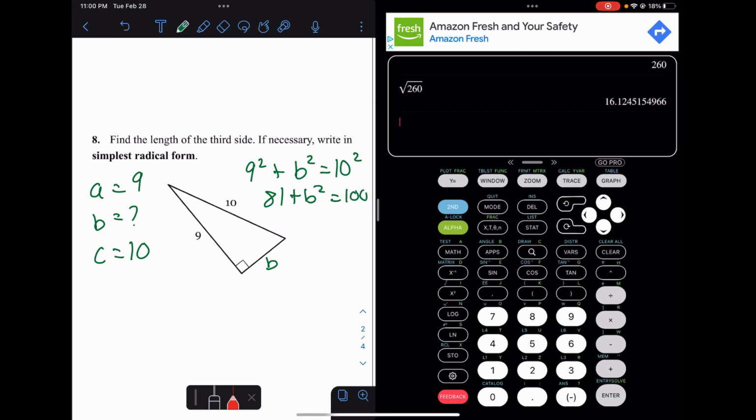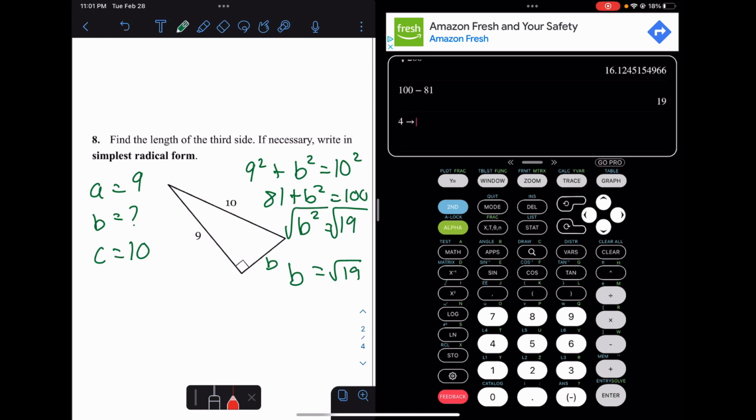I'm going to go ahead and subtract 81 from both sides. And I get, is it 19? Yes, I just want to make sure. And then we take the square root of both sides, and we get that B is equal to the square root of 19. Now, of course, you want to see if you can simplify the radical.